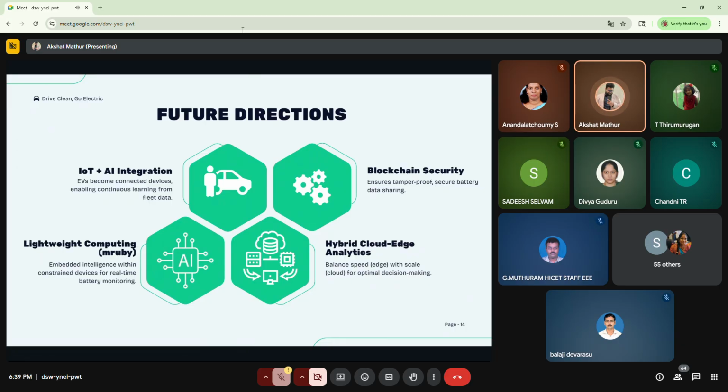Finally, hybrid cloud edge analytics is the way forward. Critical time sensitive operations like preventing a thermal runaway must be handled on the edge, right inside the vehicle. Large scale analytics like understanding fleet wide degradation trends will happen in the cloud. In short, the future of EV batteries is intelligent, distributed, and secure, combining multiple technologies to make EVs safer, smarter, and more efficient.